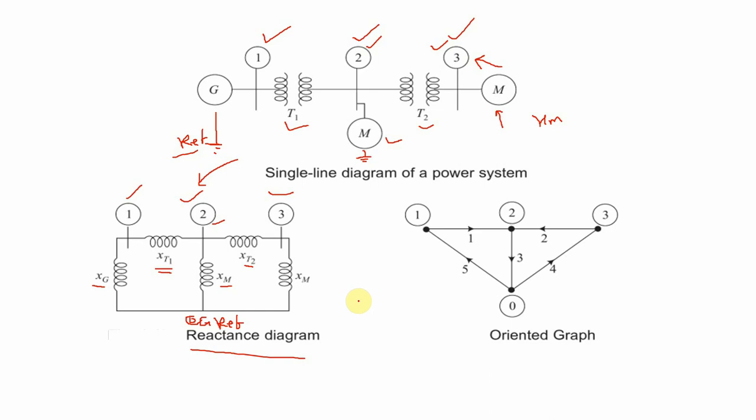So this is your total reactance diagram. In the examinations they may give you a diagram like this single line diagram, and ask you to find the reactance diagram and after that the oriented graph. So from this single line diagram you should be able to find a reactance diagram like this.